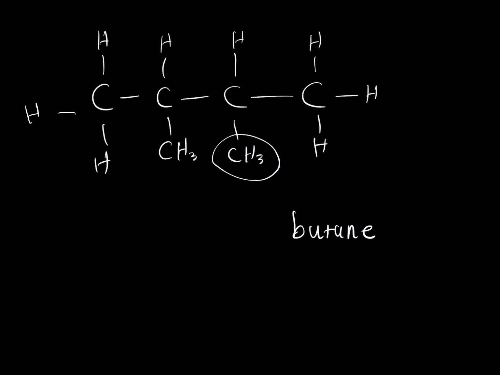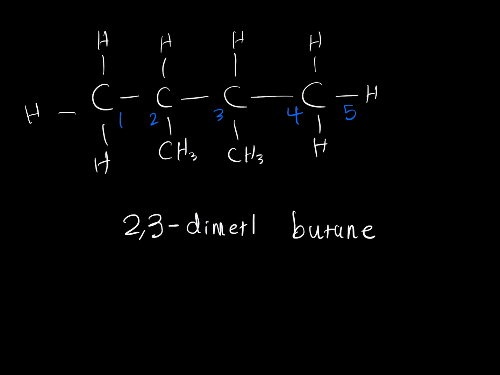So whenever you have 2 substituents, you're going to indicate the position of them on the chain. If you want to count the carbons, you can do so. The first one is on carbon 2, the second one is on carbon 3. You put a dash, and then since it's 2 methyls, you're going to put the prefix dimethyl, and then this is all going to be one word.